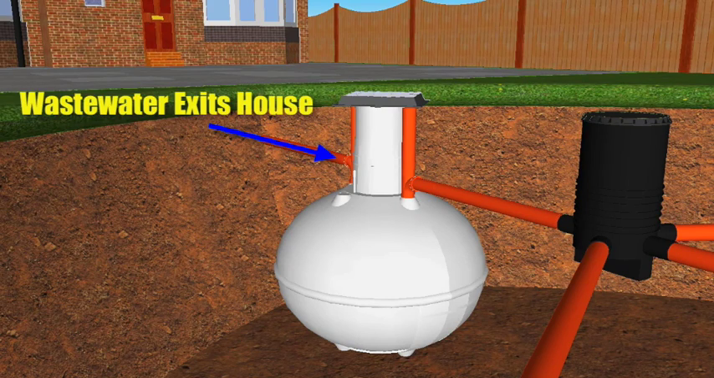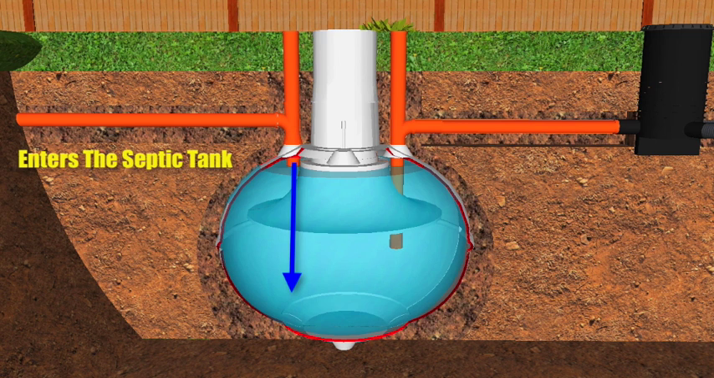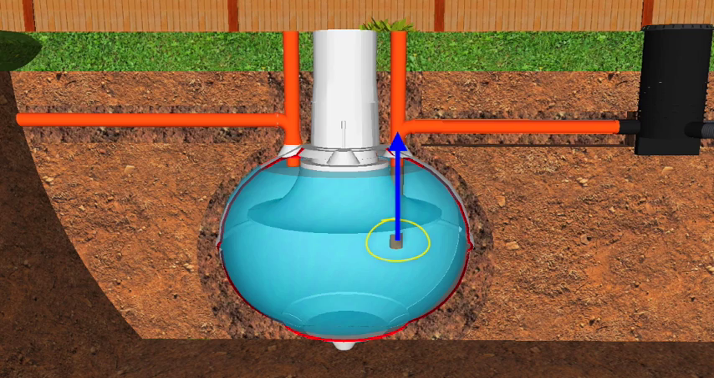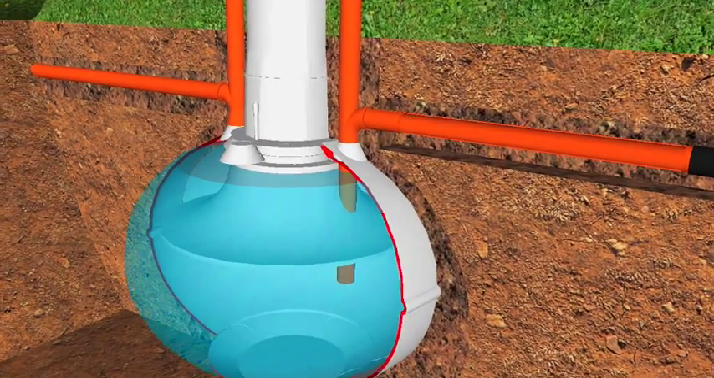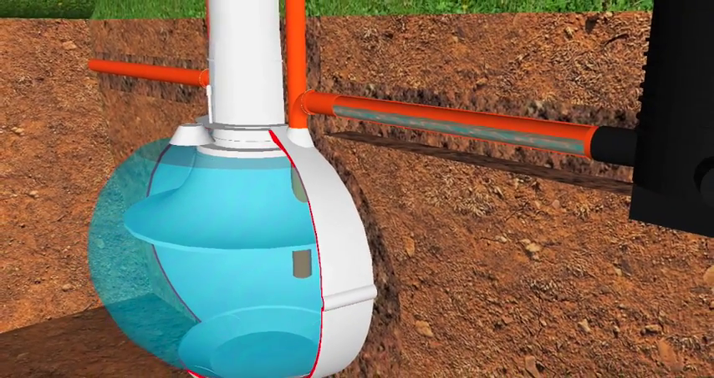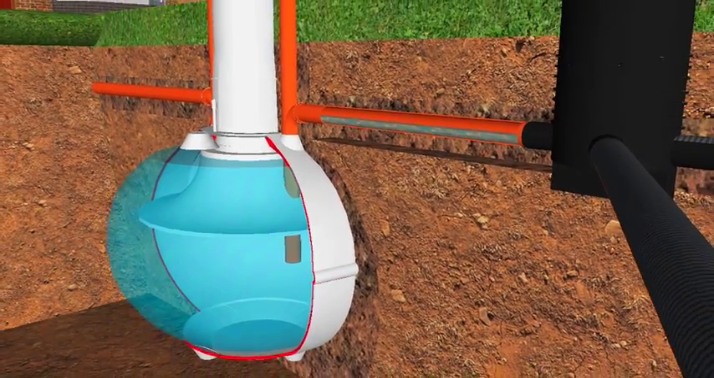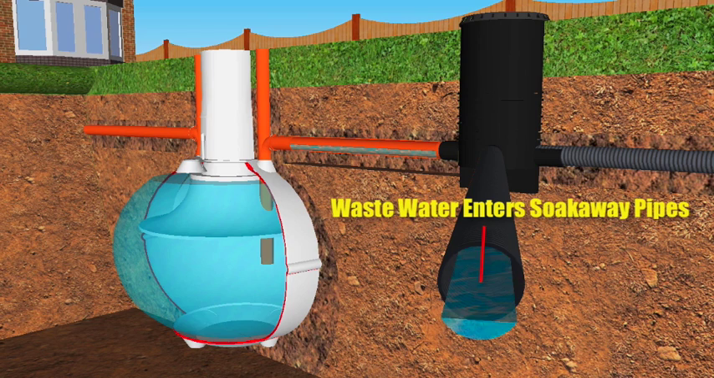The wastewater leaves the house and then enters into the septic tank. From there, the wastewater makes its way up through the outlet pipe of the septic tank and then makes its way from the septic tank towards the pipes that lead towards the soakaway. From there, the wastewater then makes its way down the pipes into the soakaway pipes, and then from there it drains naturally into the soil.